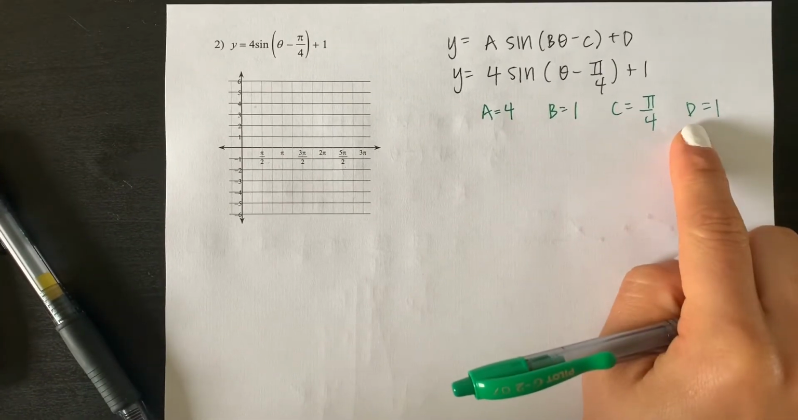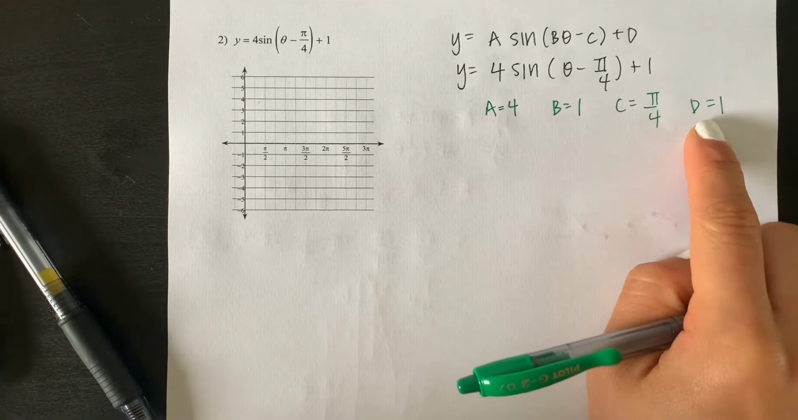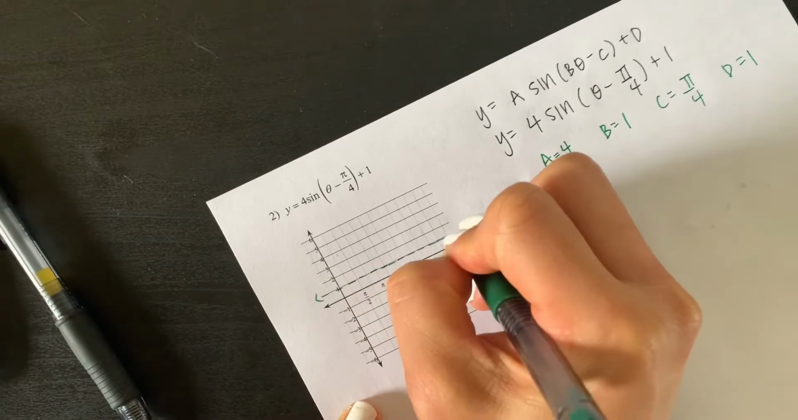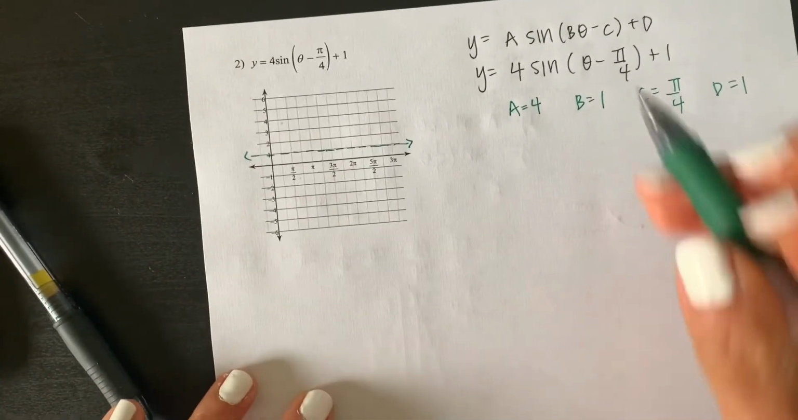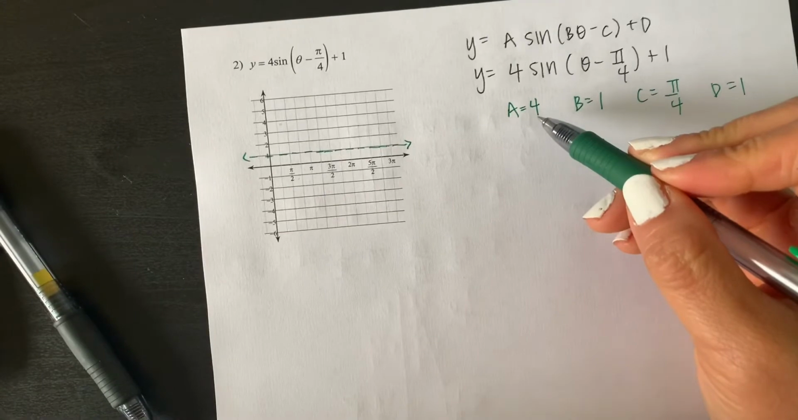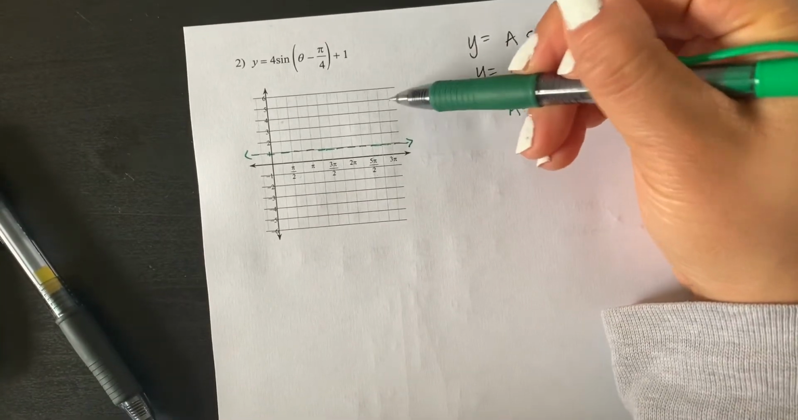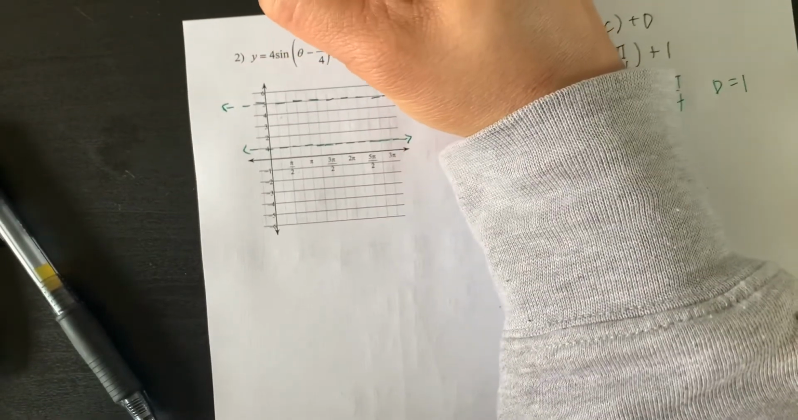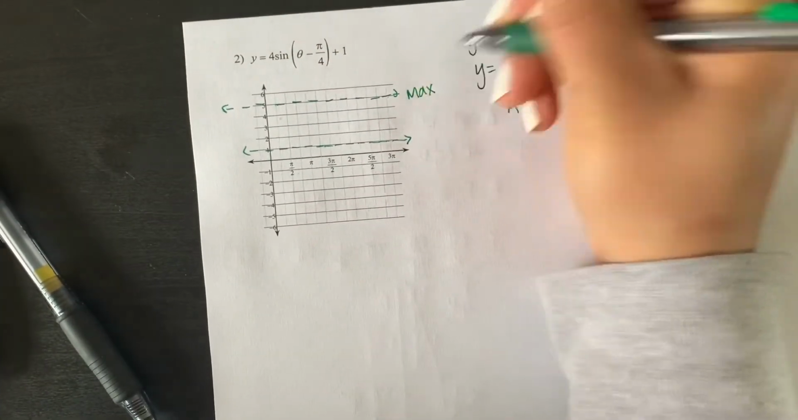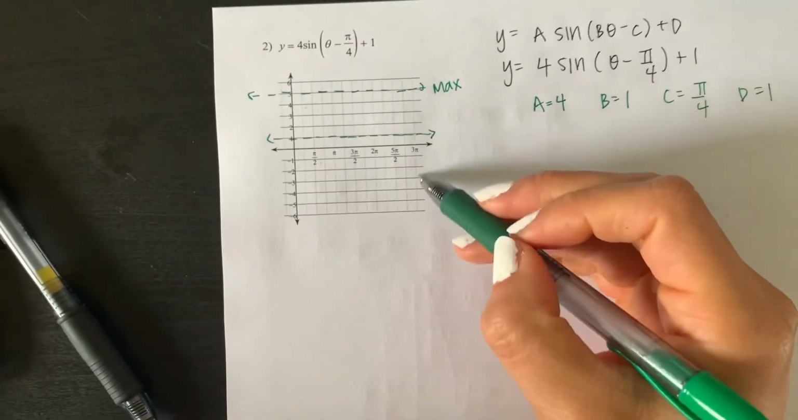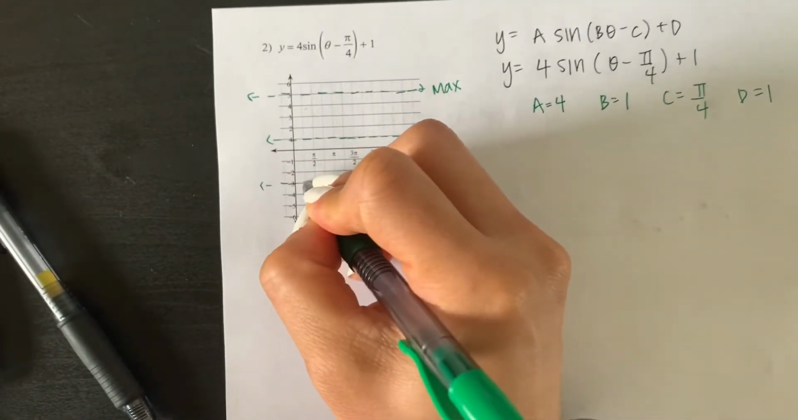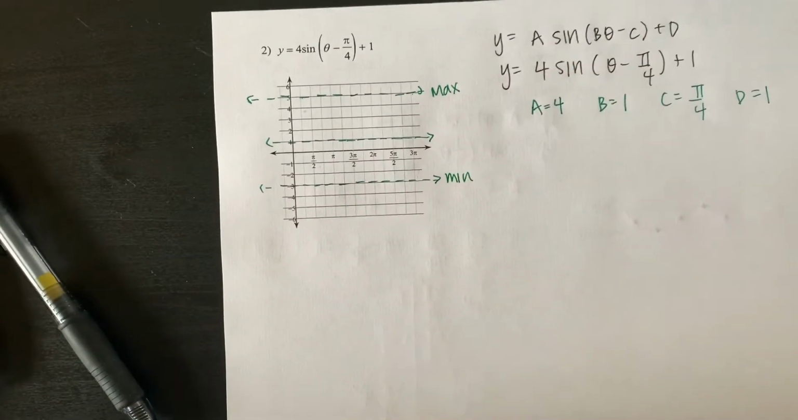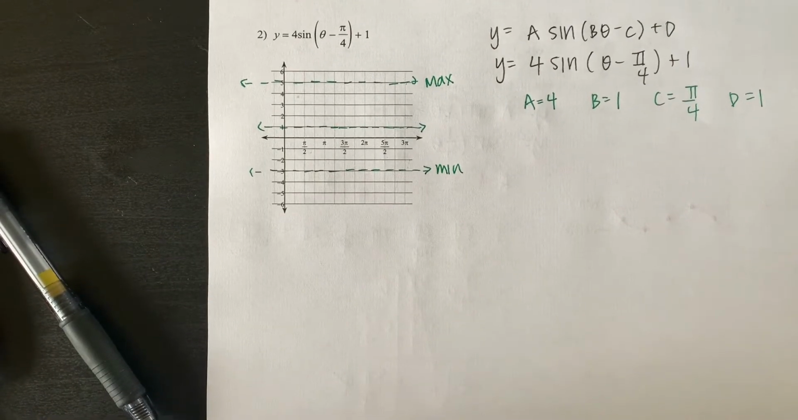Your d value is going to tell you where the midline is. So at positive 1, I'm going to go ahead and draw a dotted line. That is the midline. The amplitude is going to tell you the height of the curve. So from 1, if I go up 4, I'm going to be at 5. So I'm going to draw another horizontal line. This is called my maximum. And then from the midline, I'm going to go down 4, giving me the value of -3. That is going to give you your minimum. So now you have the template for your graph.